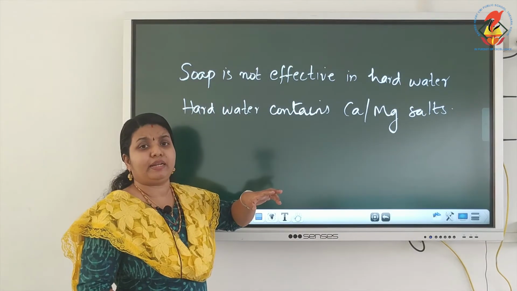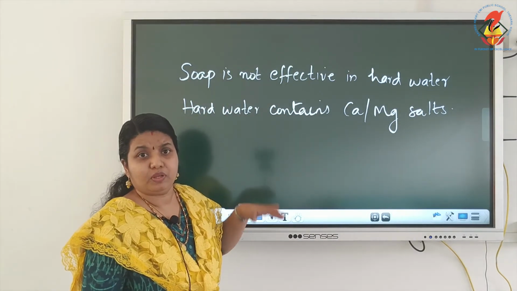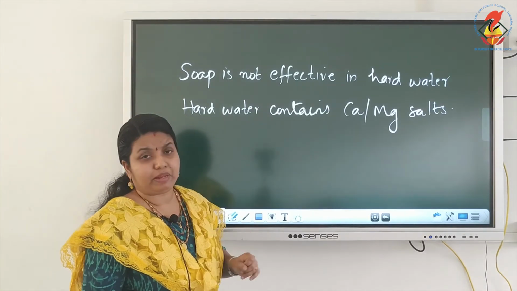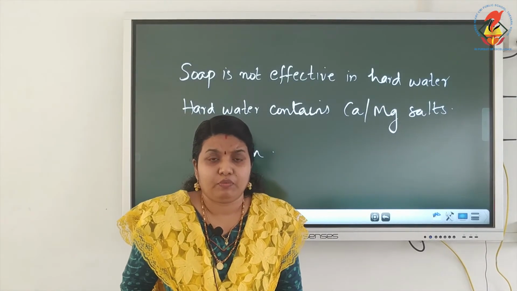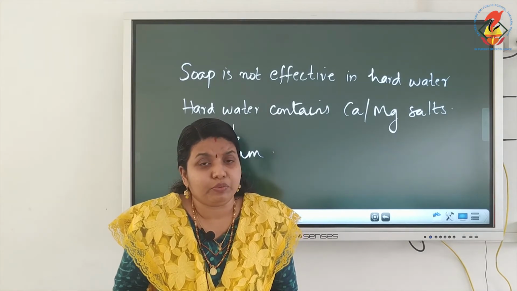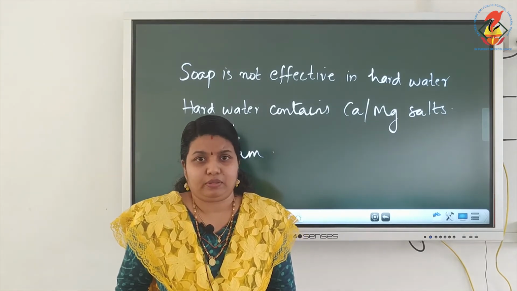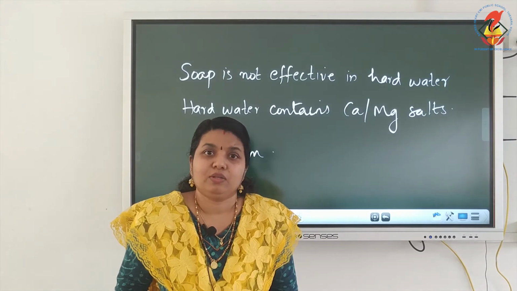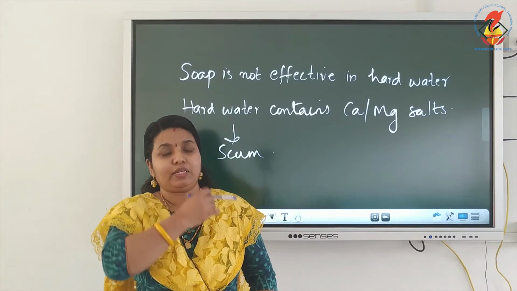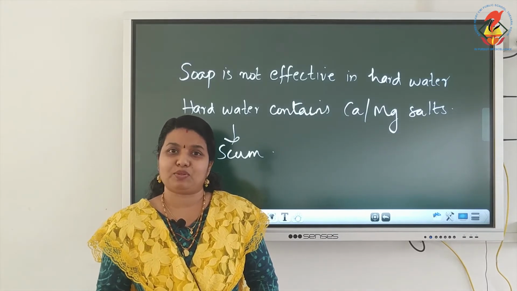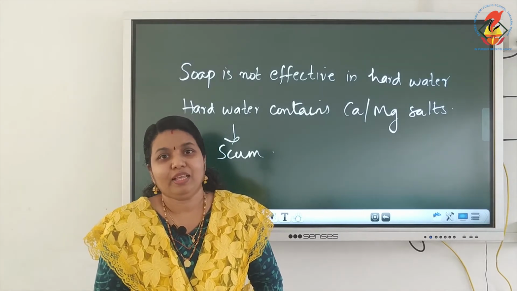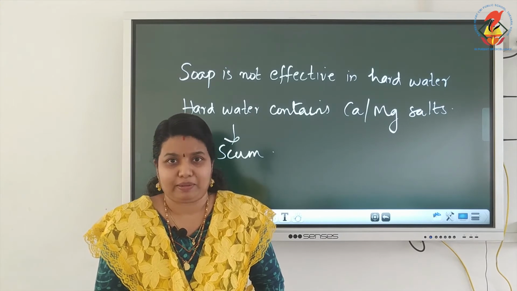So when soap is added to hard water, soap will react with the calcium and magnesium salts, forming a white precipitate known as scum. What is the primary function of soap? To remove the dirt from the cloth. It has to act upon the dirt. So, instead of acting upon the dirt, when it is added to hard water, soap reacts with the calcium and magnesium salts present in hard water, thereby forming a precipitate called scum.